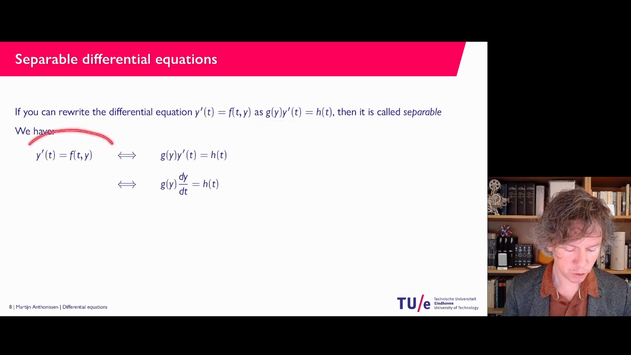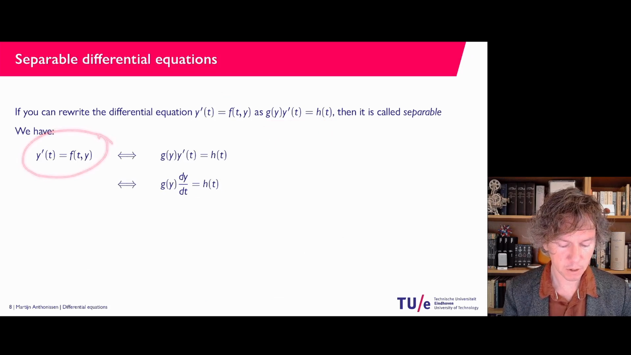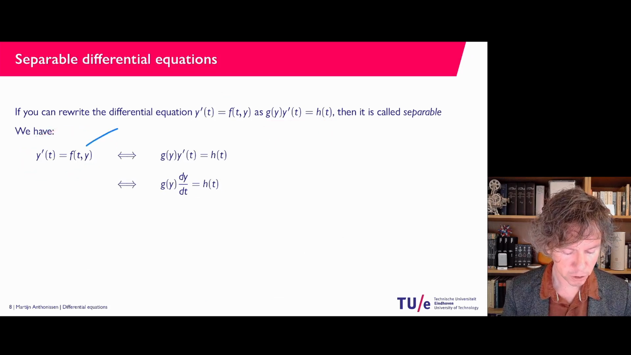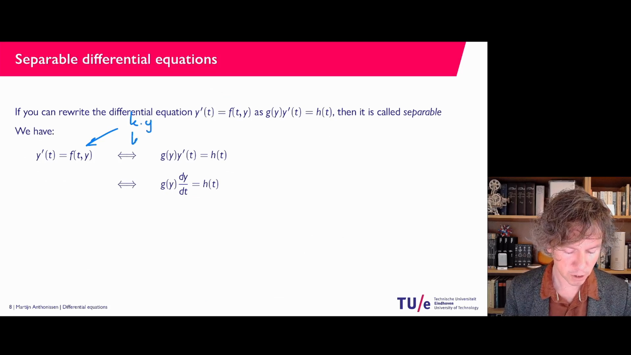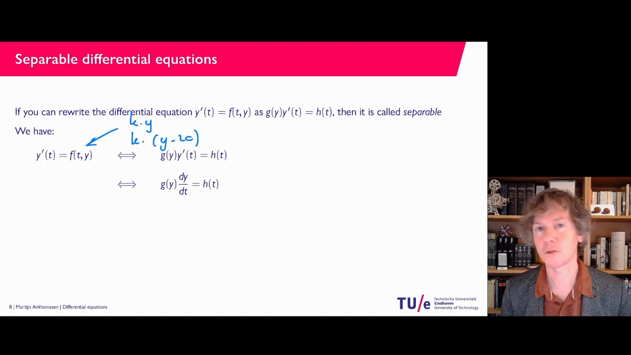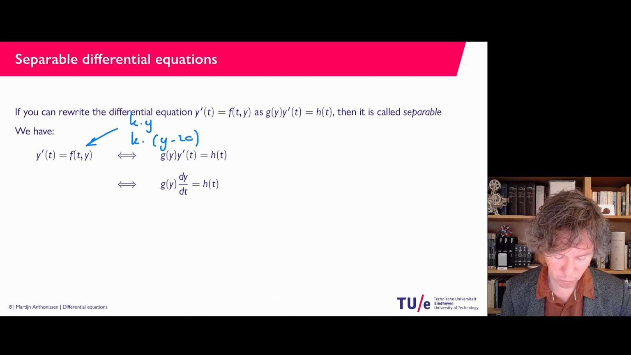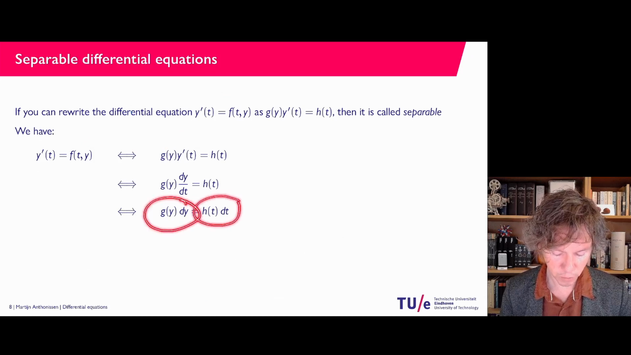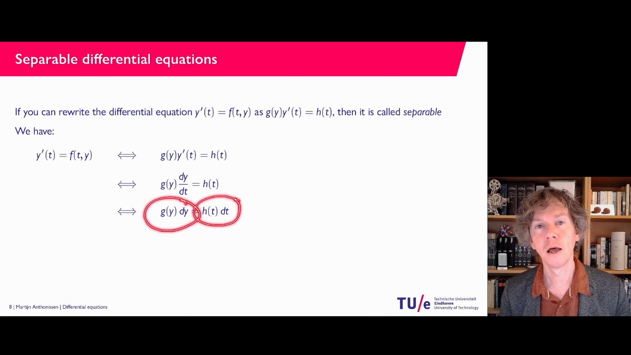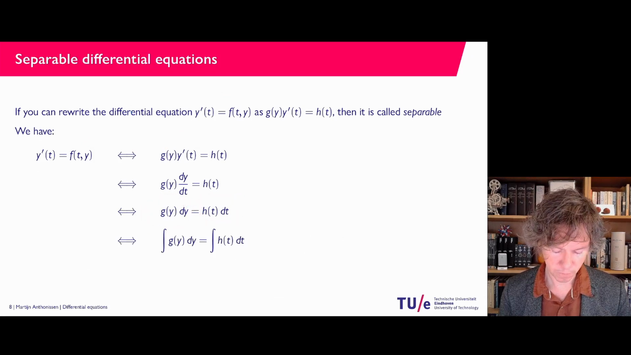So this is the original differential equation, and for the bacteria we had k times y for this function f on the right-hand side, and for the coffee we had k times y minus 20, and that can be any function basically. What we then did is move everything with y to the left side of the equation like this, and everything with t to the right side of the equation, and then we integrated on both sides.